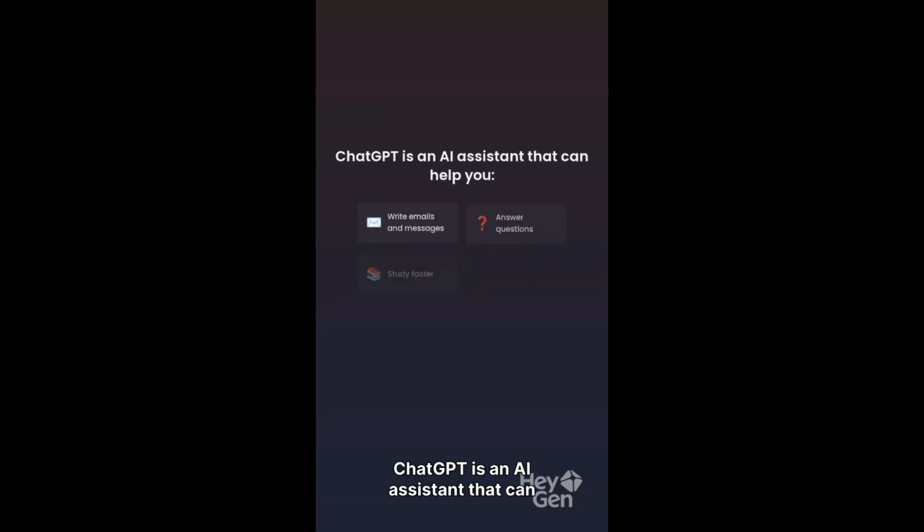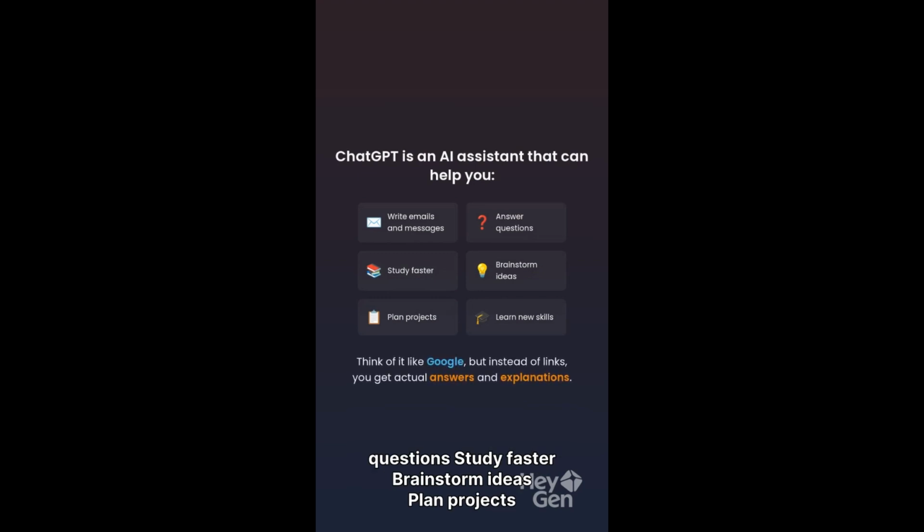ChatGPT is an AI assistant that can help you write emails and messages, answer questions, study faster, brainstorm ideas, plan projects, and even learn new skills. Think of it like Google, but instead of links, you get actual answers and explanations.